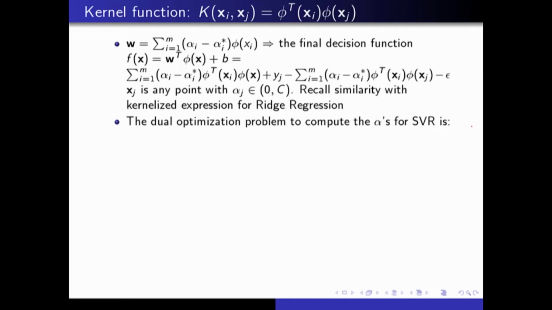So we have already seen this, the kernelized expression for ridge regression. However, there we found a closed form solution for the alpha i's. Here we have to do iterative computation for the alpha i's. We'll see this soon. So let's write down this dual optimization problem.